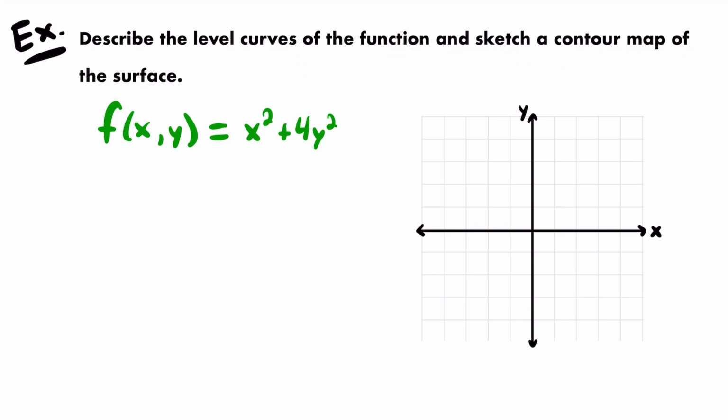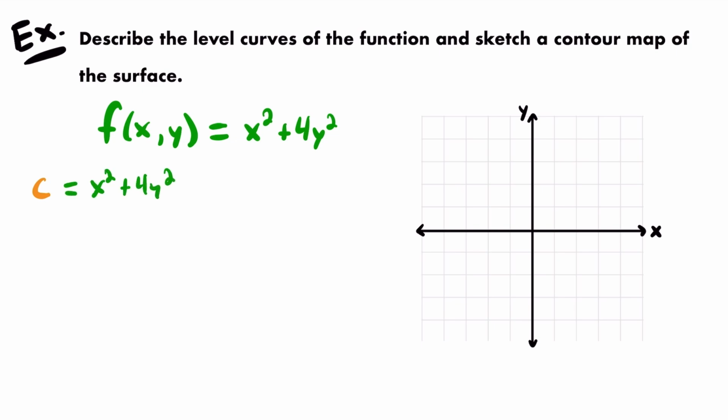This time around, our function f of x,y is equal to x² plus 4y². And so once again, the first thing we want to do here is set this function equal to a constant value c. So let's do that. We'll have c is equal to x² plus 4y².